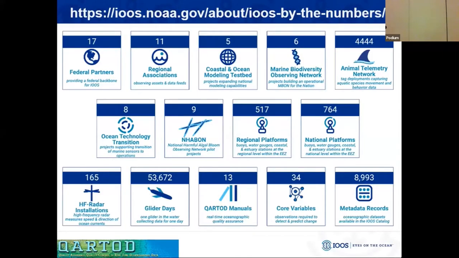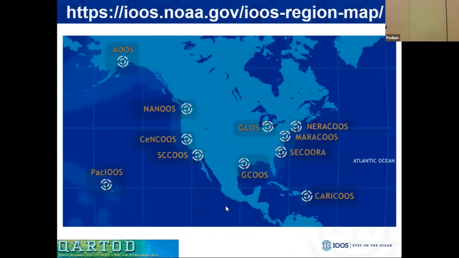So IOOS by the numbers. I think most think of IOOS as a NOAA program, but it's really a collective effort of 17 federal partners. It's administered by the National Ocean Service. We see there are 11 regional associations, more on that next, and 13 QARTOD manuals. So here are the 11 regional associations. All are certified as regional coastal observing systems. And among many things, that provides liability protections similar to what federal agencies enjoy. Different regions have different requirements, different stakeholders, and some freedom to tailor products is appreciated by these RAs.